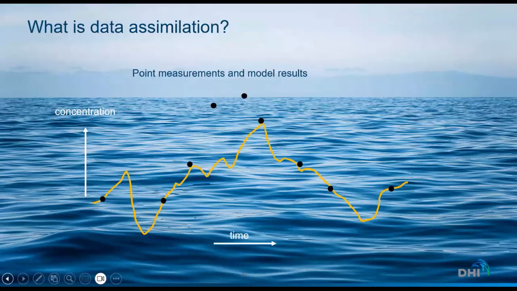When we do data assimilation, we would like to combine the best from these two worlds, the high accuracy of the measurements and the high temporal and spatial resolution of the model. This can be illustrated by this simple example, where we have continuous model results, the yellow line, and some point measurements. We see that the model result here in general resembles the measurements quite well, maybe except the period in the middle of the time span.